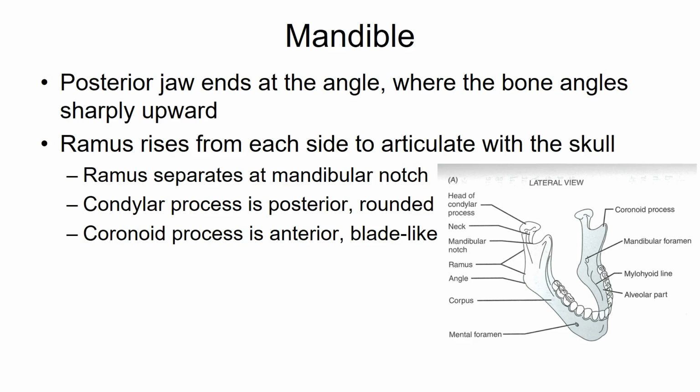At the top of the ramus, there is a separation called the mandibular notch. The condylar process of the ramus of the mandible is posterior, somewhat rounded, and that makes a joint for the jaw connecting to the skull. There is also the coronoid process, which is anterior of the mandibular notch. It's a more blade-like projection where a variety of muscles attach.